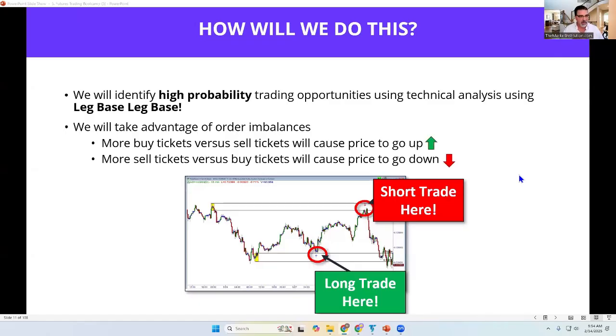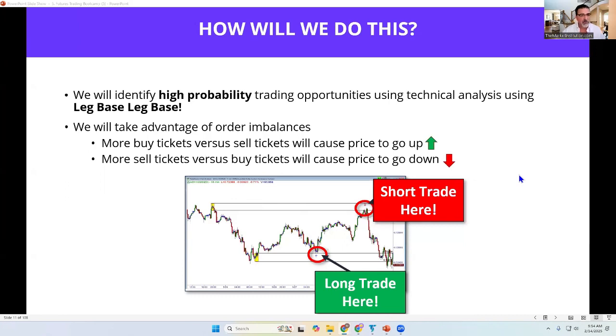So how do we do this? Well, we identify high probability opportunities using technical analysis. And what you're going to learn here is what is our leg base group of candles. Okay. We take advantage of the order imbalances where there are leftover unfilled orders.